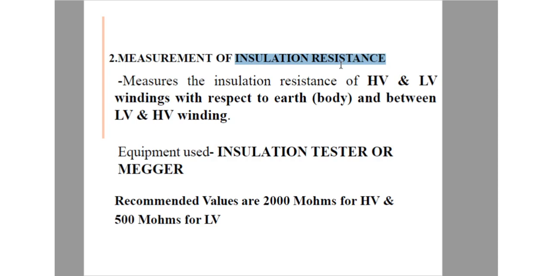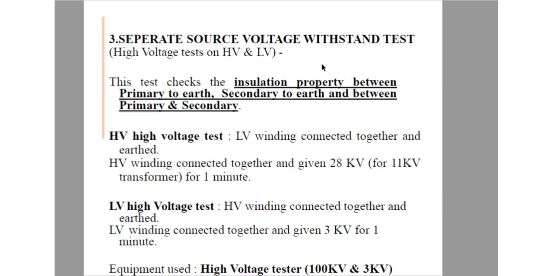Now it measures the insulation resistance of high voltage, low voltage winding with respect to earth and between the low voltage and high voltage winding. The equipment used can be the Megger and it can be the insulation tester. The recommended values are 2000 mega ohms for high voltage and 500 mega ohms for low voltage. So that is the measurement of insulation resistance.